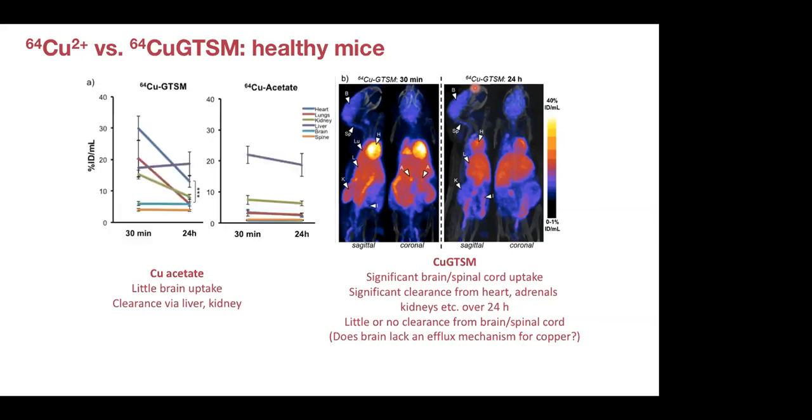The data are summarized quantitatively on the left. The copper GTSM, you can see the heart seriously loses about 2/3 of its copper over the first 24 hours after that first 30 minutes. The lungs do as well, and the kidneys, but the brain and the spinal cord keep the copper that they have acquired in that first 30 minutes. The same is true in the brain of animals given copper acetate, but the uptake in the first place is so low that it's very difficult to quantify it.